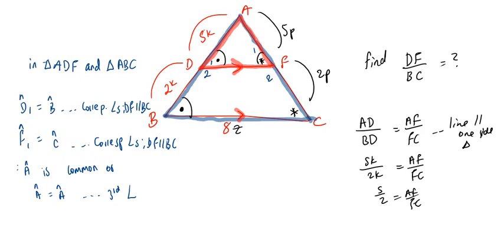So therefore you can then say, therefore triangle ADF will be similar to triangle ABC. Reason being what? Angle. Then you start with the frog now.